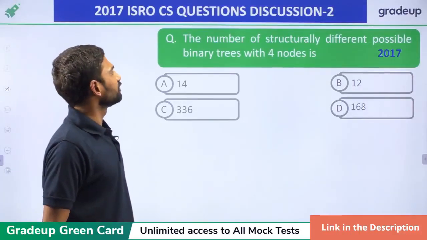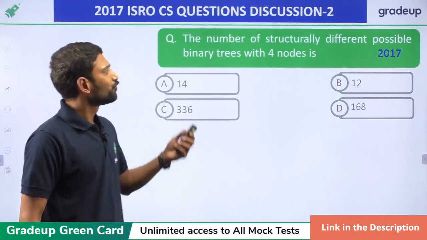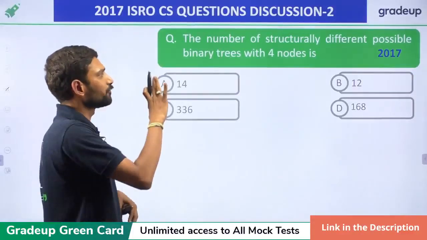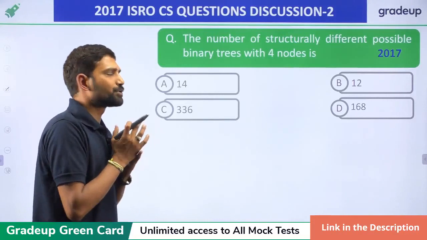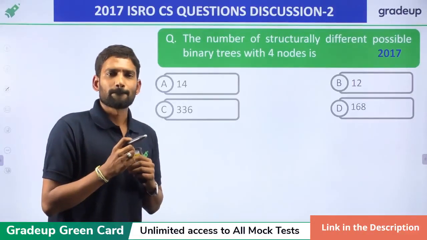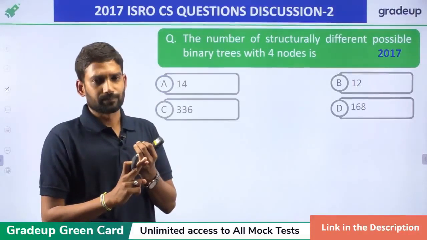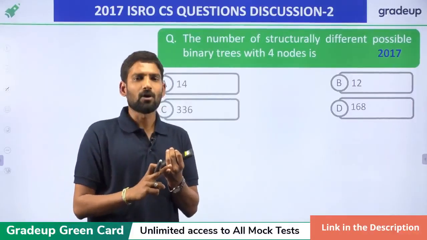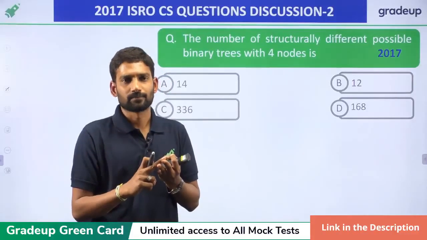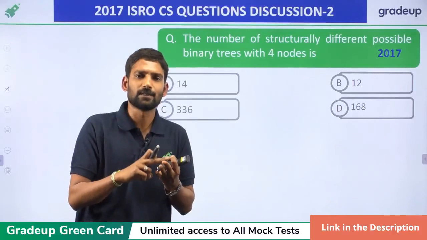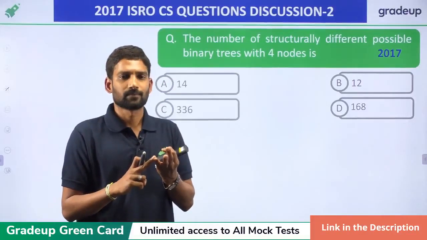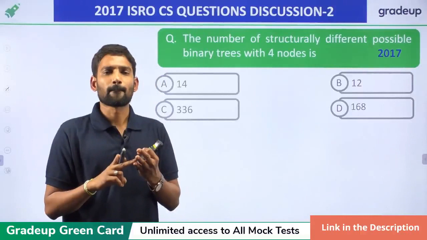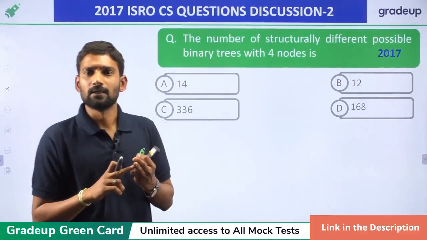The number of structurally different possible binary trees with 4 nodes. How many different binary trees are possible if there are 4 nodes? Here you should understand one point. First you should know what a binary tree is. A tree which has 0 or 1 or 2 children, right? For every node there should be either 0 or 1 or 2 children. That is called a binary tree, right?